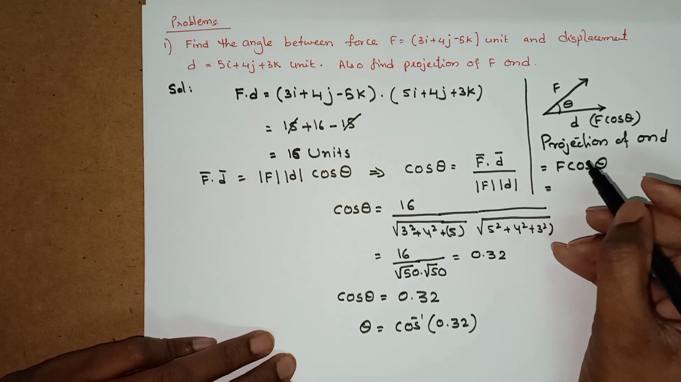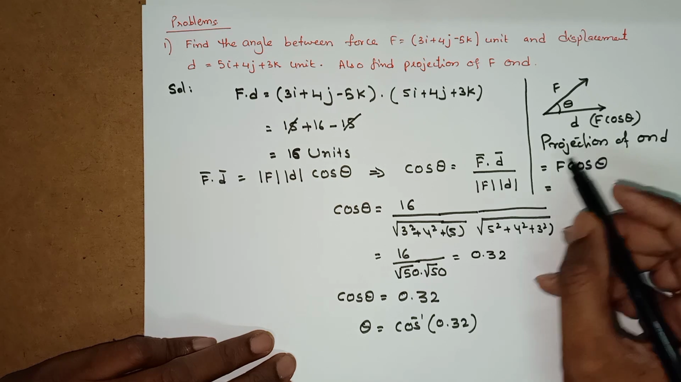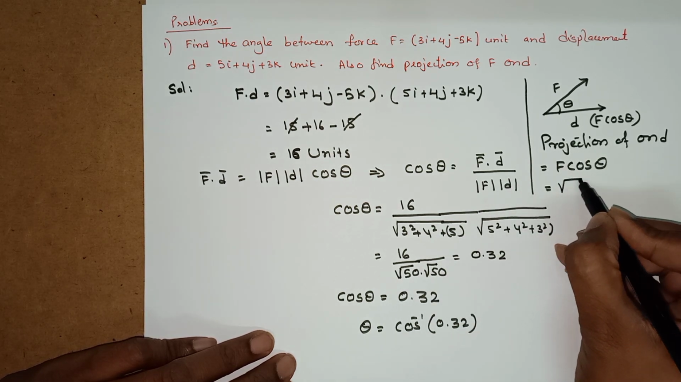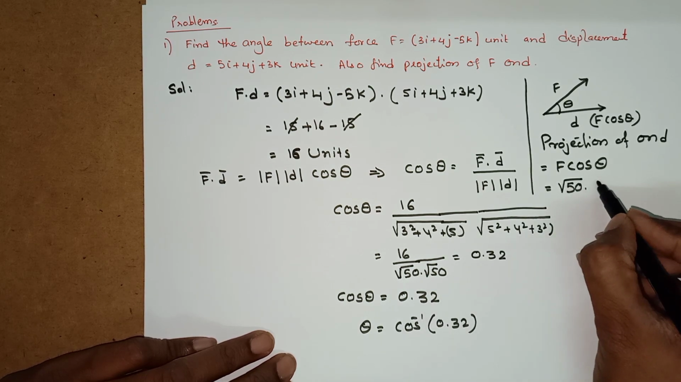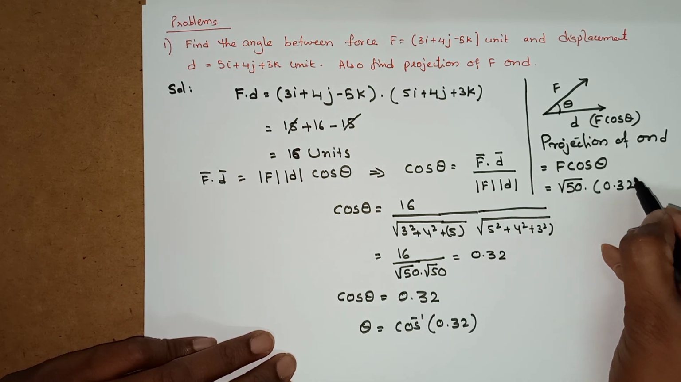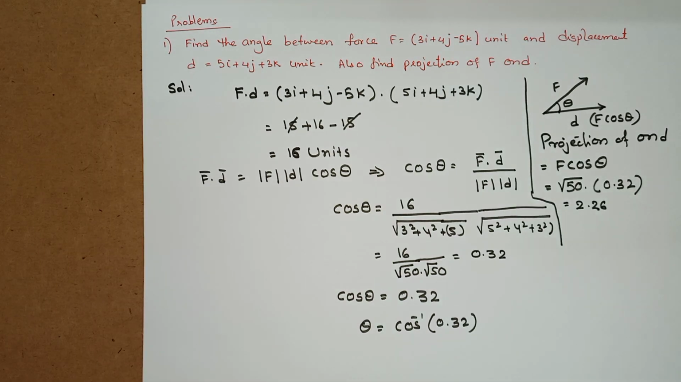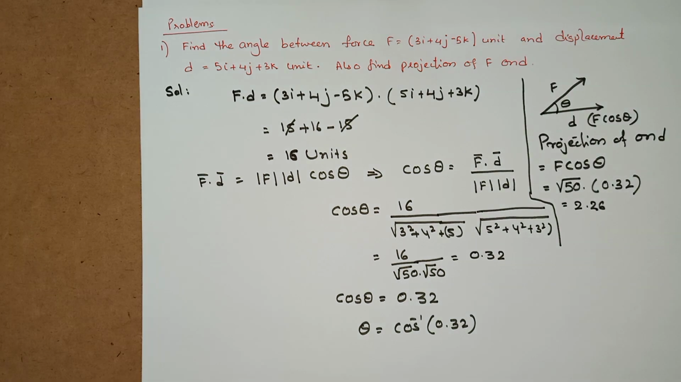What is the magnitude of F? Magnitude of F is root 50. Cos theta is 0.32. Approximately it can be calculated as 2.26.